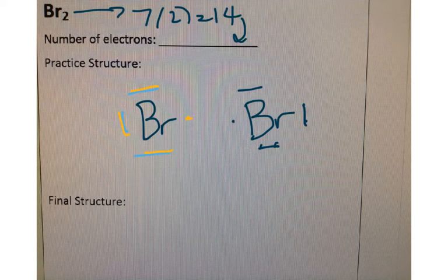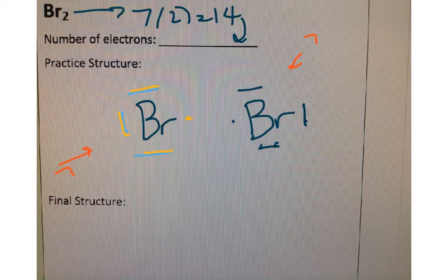But this is my second step. Draw the Lewis dot structure for all the elements involved in a compound. Now I need to form a bond for any lone electrons, because if I notice, this Br only has 7 valence electrons, this Br only has 7 valence electrons. So what I want to do is make sure that all of them have 8. And how do they do that?